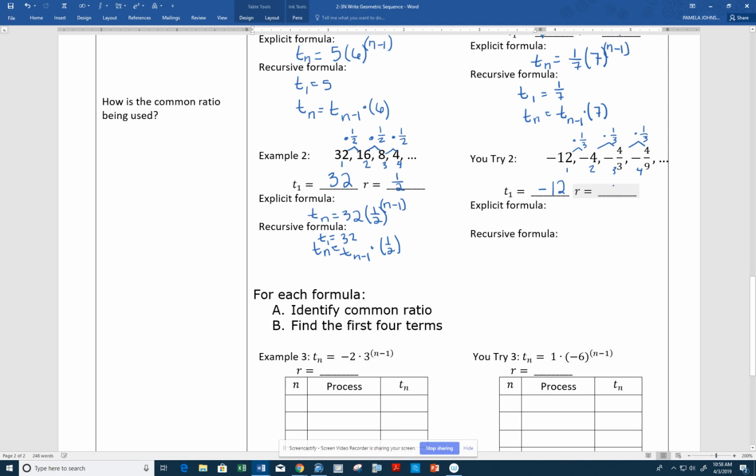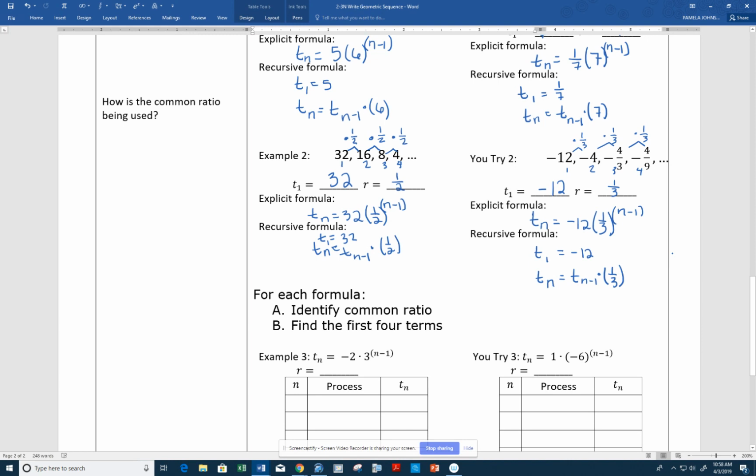Our common ratio is 1/3. Our explicit formula, t sub n, equals negative 12 times 1/3 to the n minus 1 power. And our recursive formula, t sub 1 equals negative 12. T sub n equals t sub n minus 1 times 1/3.